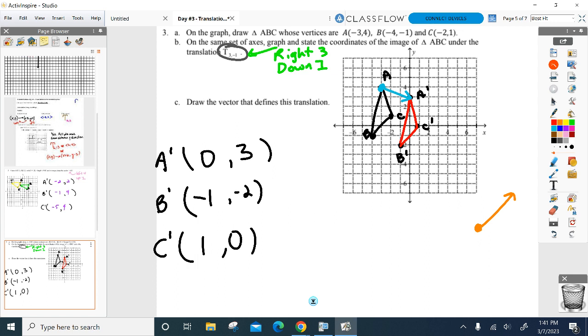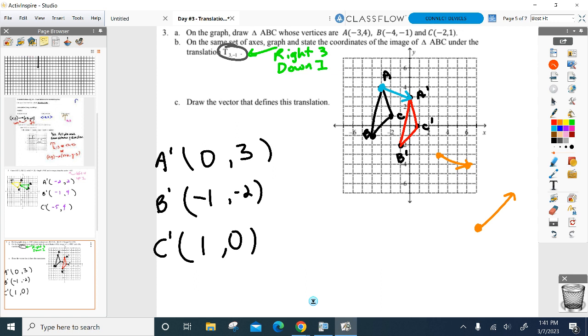Or if you're feeling real saucy and just want to show off, just pick a random point and go where? Right 3, down 1. There you go. So it can go anywhere on the graph. But probably the easiest way is just to connect 2 corresponding points. Yep, good. So that's a vector. Shows you the direction and distance you're going.